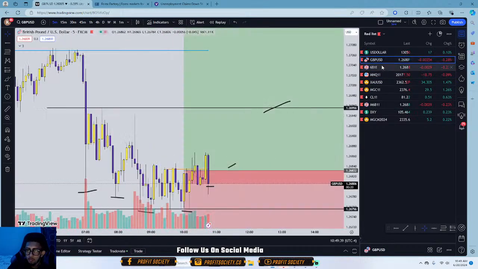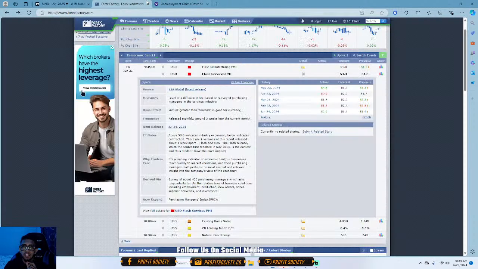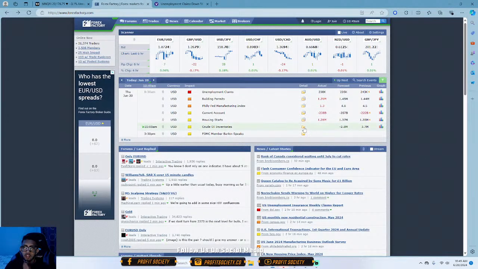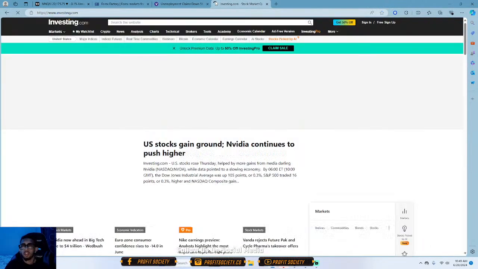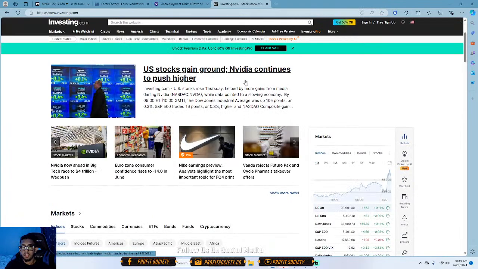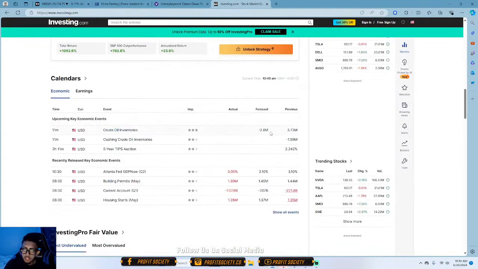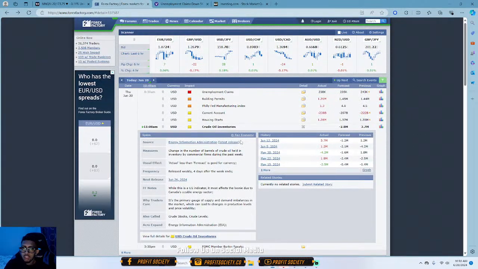Nasdaq, pound, crude oil inventories in 10 minutes. Yes. Let's go over to the investing.com to check that out. U.S. stocks gain ground. Nvidia continues to push out. It's crazy. So crude oil inventory is forecasted to come out lower than previous. And that would mean good for the currency.